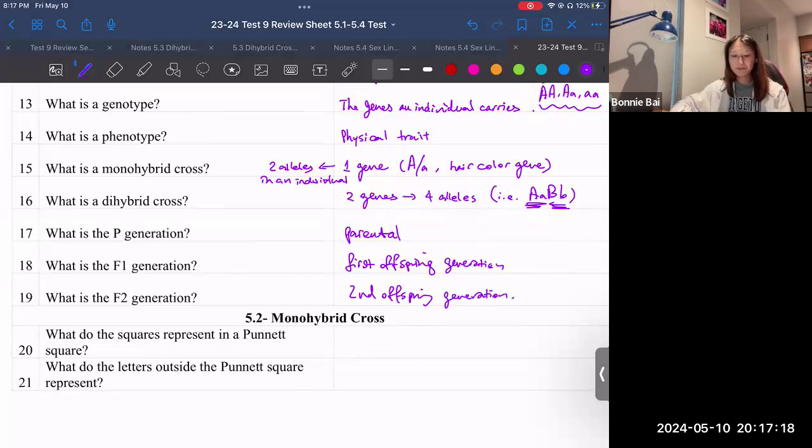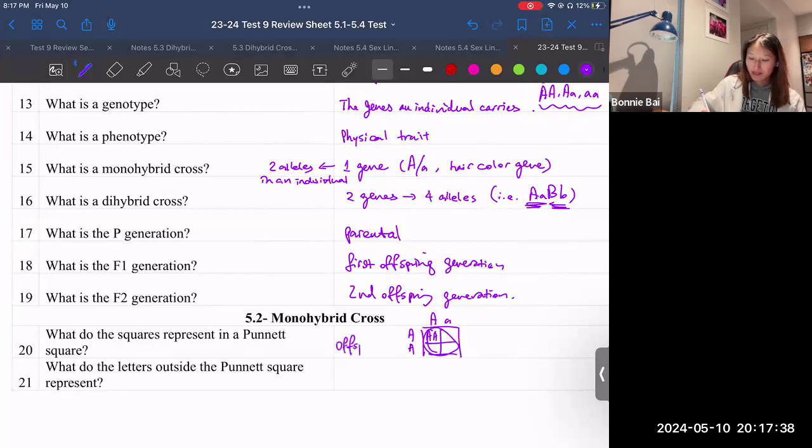All right, moving on. These questions are taking a while. I just write slow. Number 20, what do the squares represent in a Punnett square? So when you're looking at a Punnett square, it's really like these 4 squares, right? You can put letters on the outside, for example, but it's asking about those squares on the inside. So they represent the offspring, the genotype.